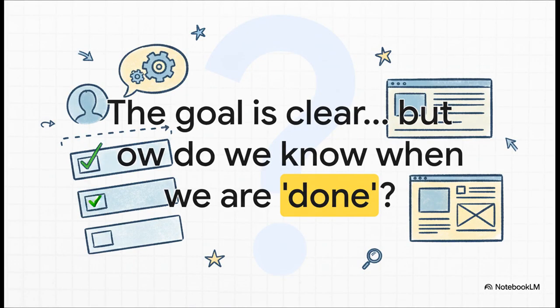Okay, so the goal is super clear now. That's awesome. But this brings up a new problem, right? How do we know when we're done? I mean, save items to a wish list is a great start, but it's still kind of vague. It doesn't really give the dev team a finish line to run towards.